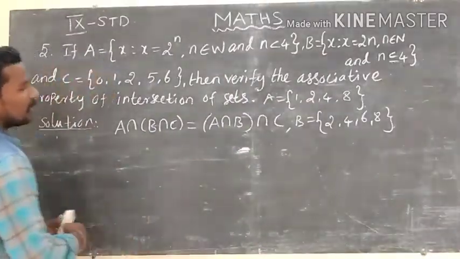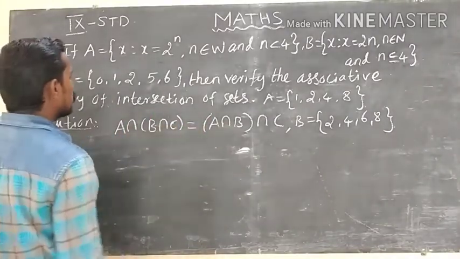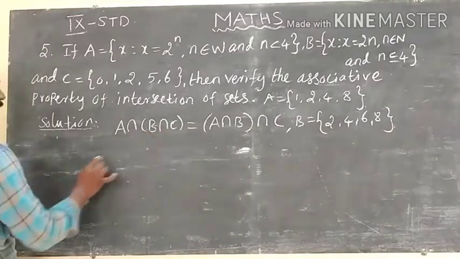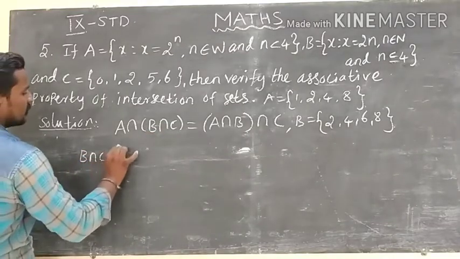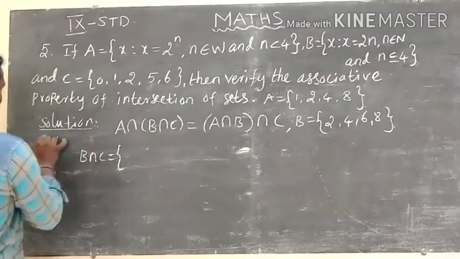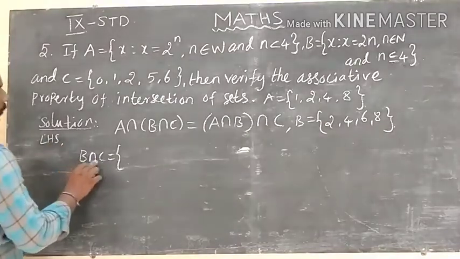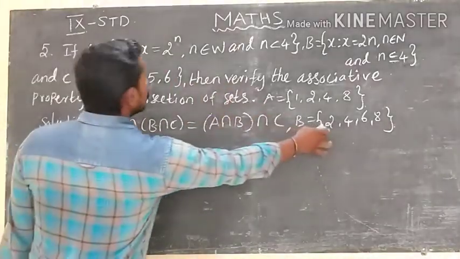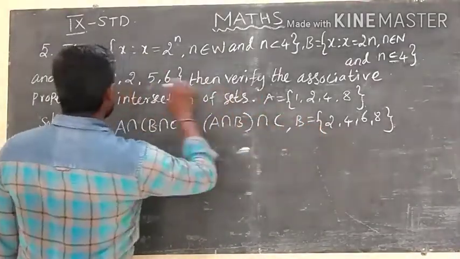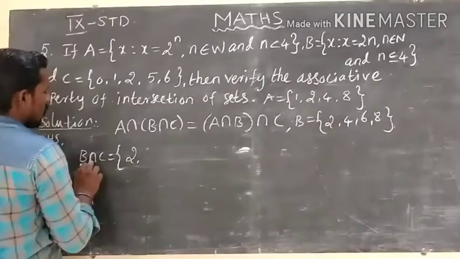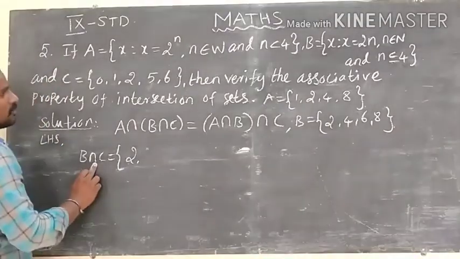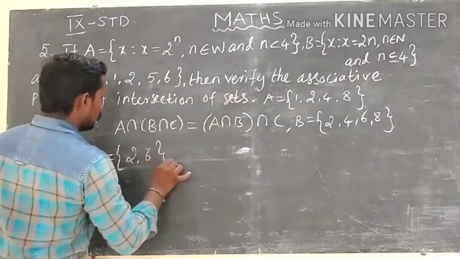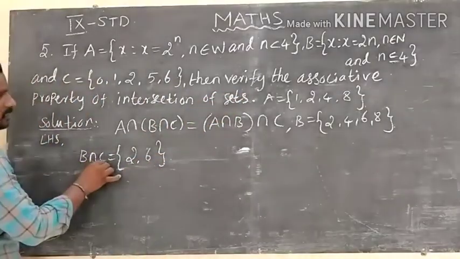So now we will directly verify the associative property of intersection of sets. First find B intersection C. Consider the LHS. B intersection C: compare B and C. 0 does not exist, 1 does not exist, 2 exists. The intersection represents the common elements. 5 is not there, then 6 is there. So B intersection C is 2, 6.